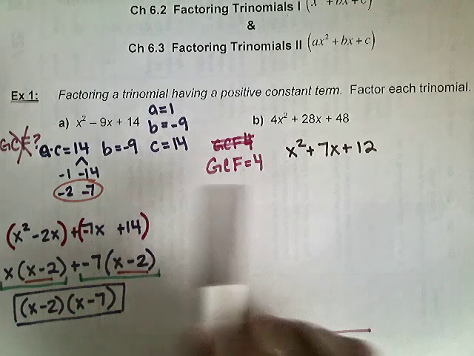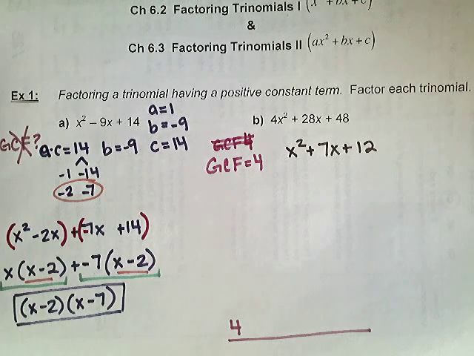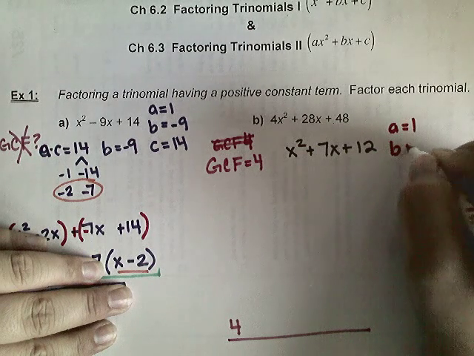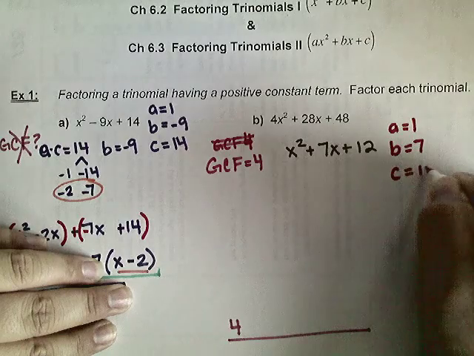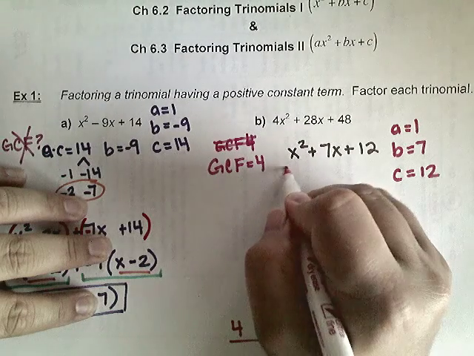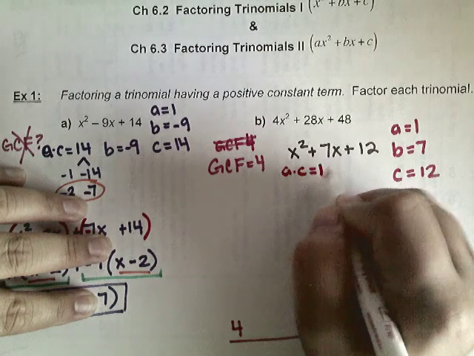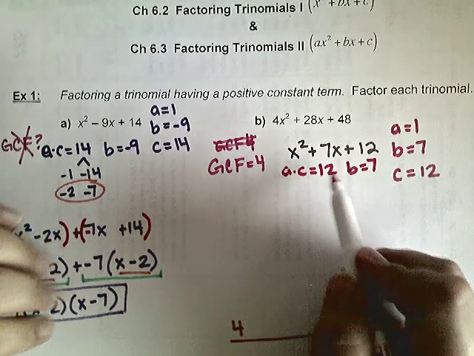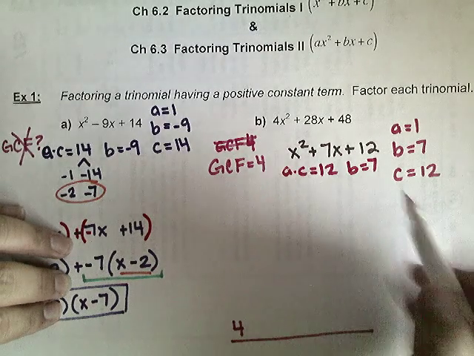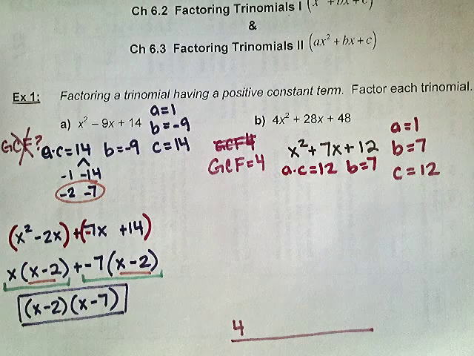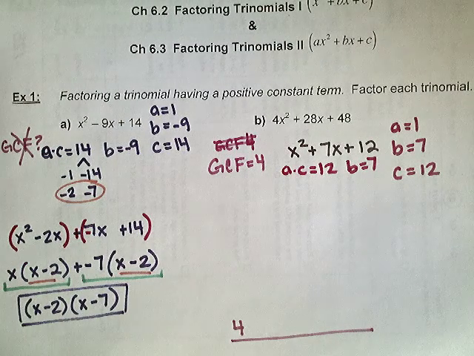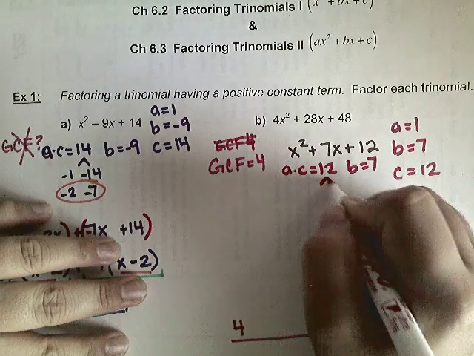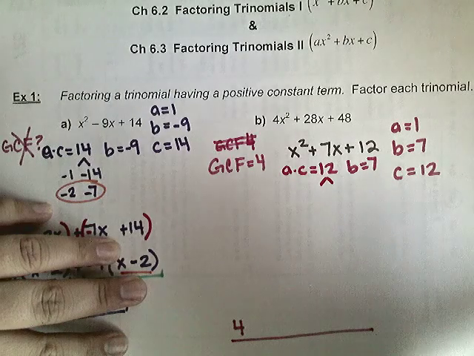And now we do exactly what we did before. We identify our a, b, and c values. A equals 1, b equals 7, and c equals 12. We have our a times c, which is 12, and our b, which is 7. And we're looking at what numbers are going to multiply to become 12 and add to become 7. Now, you want to make sure that you are identifying all of the pairs of numbers that you could possibly have. And I'll show you why in a minute.